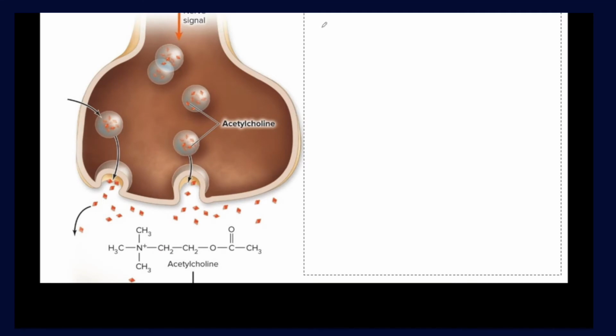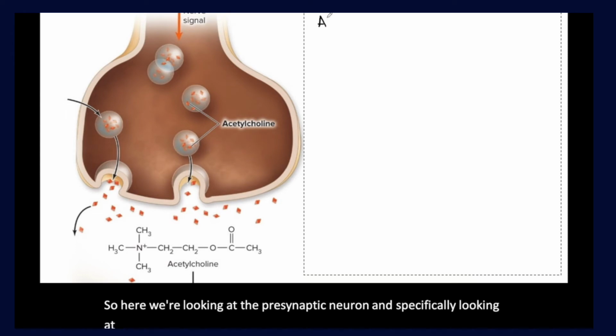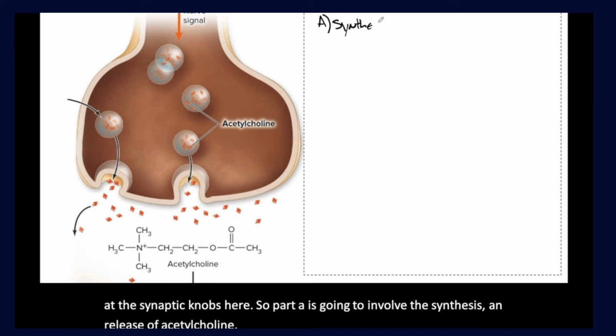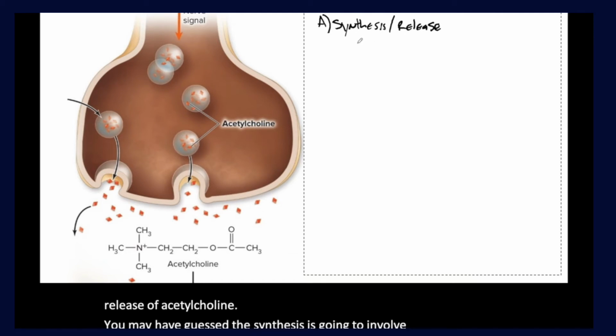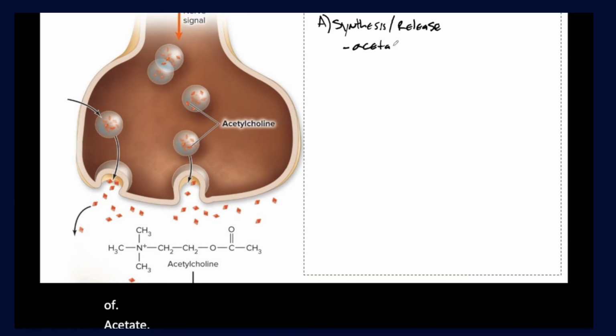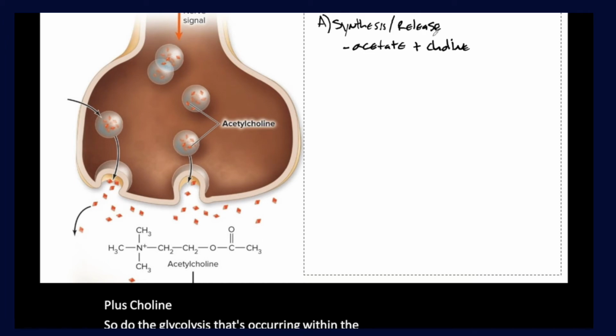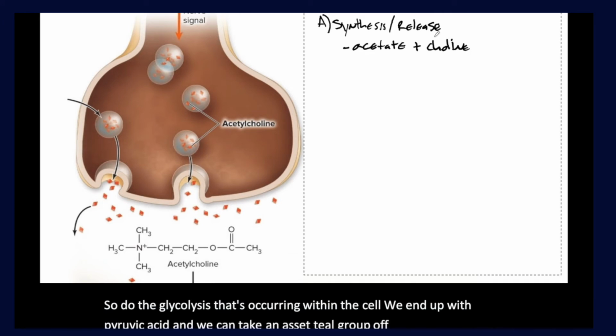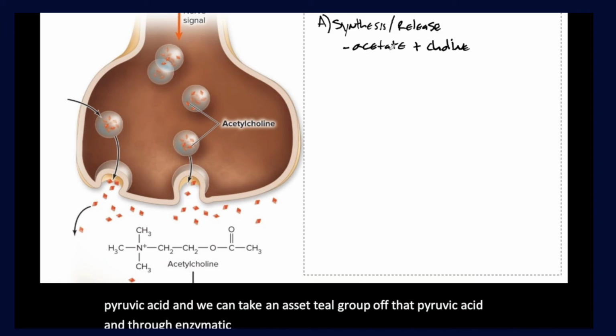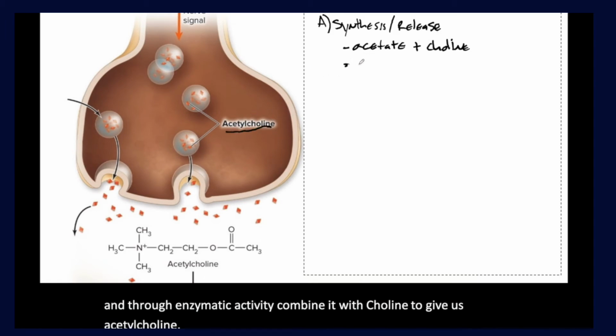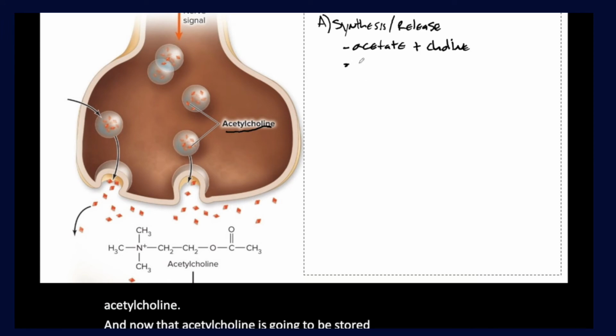So here we're looking at the presynaptic neuron, and specifically we're looking at the synaptic knob here. So part A is going to involve the synthesis and release of acetylcholine. You may have guessed the synthesis is going to involve the combination of acetate plus choline. Due to glycolysis that's occurring within the cell, we end up with pyruvic acid. And we can take an acetyl group off that pyruvic acid and through enzymatic activity combine it with choline to give us acetylcholine. Okay? And now that acetylcholine is going to be stored in vesicles within that knob.